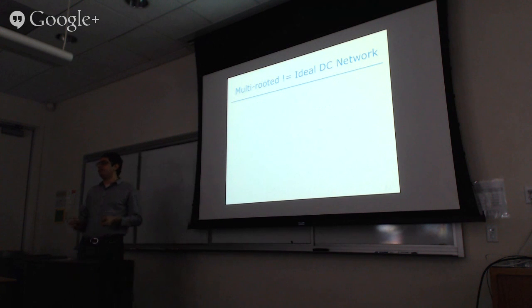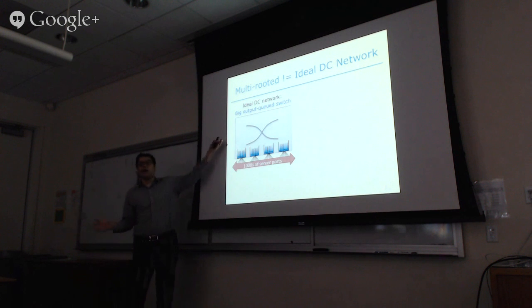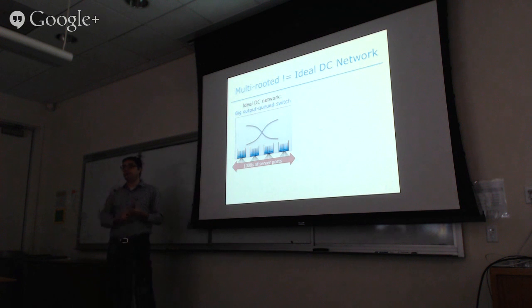What is the ideal data center network? Well, the ideal data center network would really be sort of a big, perfect switch, or more precisely, a big output queue switch. So that's a switch where anytime you get a packet on an ingress port, it would immediately, or after some fixed amount of latency, land at its eventual egress port, and then sit there at that egress port until it can get scheduled and get sent to its destination.